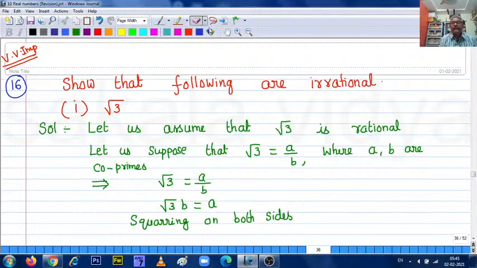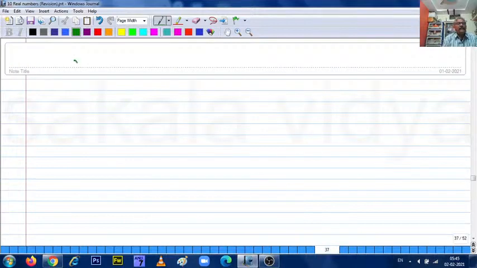Here we need to write like this also. One more thing: a, b does not equal 0, or co-primes. Squaring on both sides, you get root 3b whole square equal to a whole square.